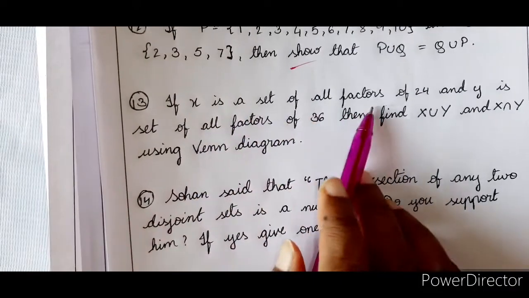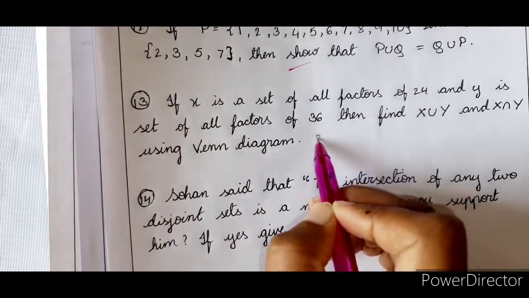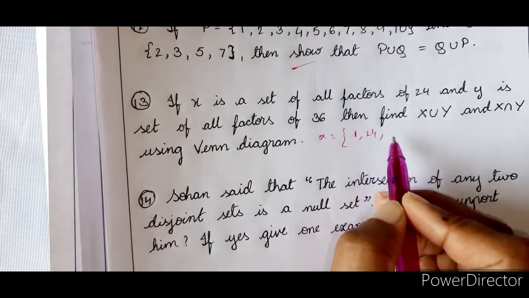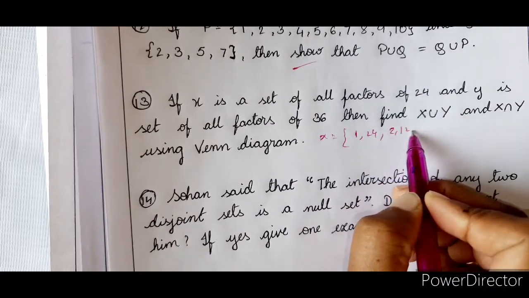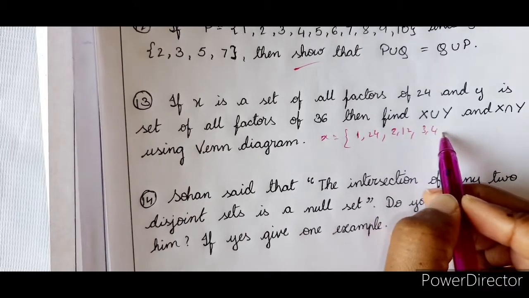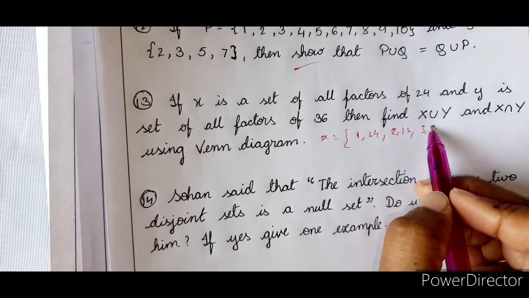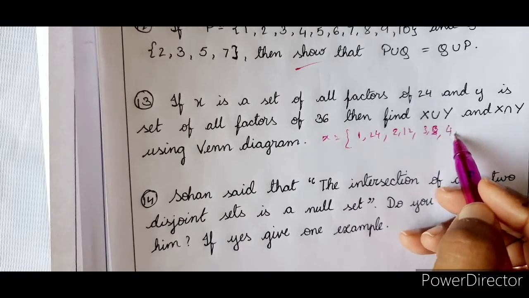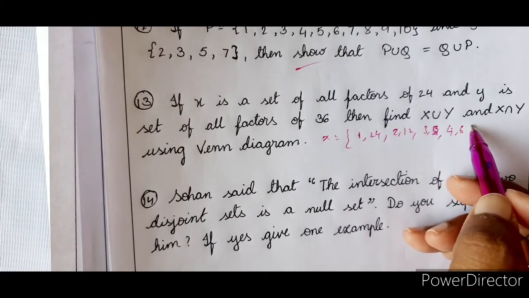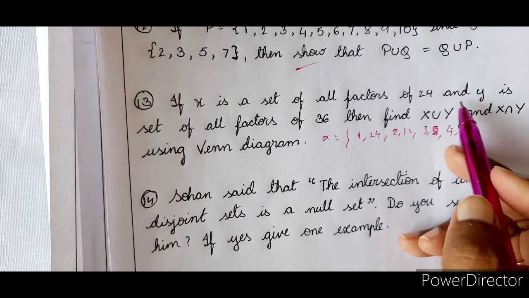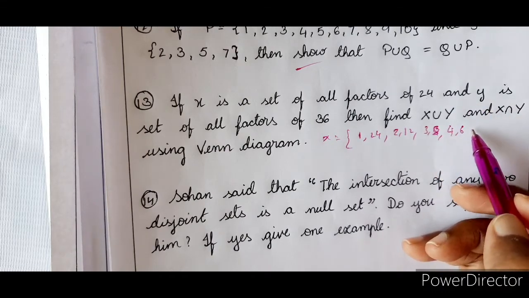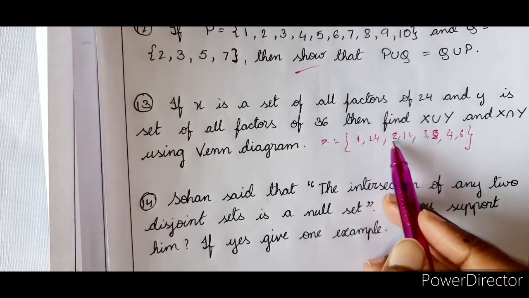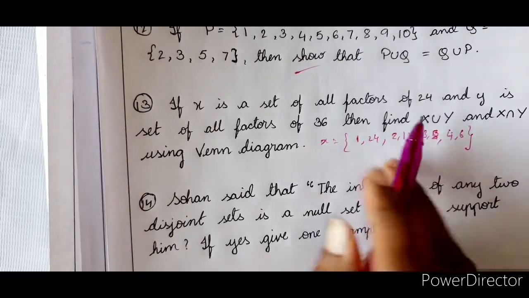If x is a set of all factors of 24, let me write x. Factors of 24. Again, 1 and 24 first. Now 2 12s are 24. 3 8s are 24. 4 6s are 24. And 6 4s are 24. So 1, 24, 2, 12, 3, 8, 4, 6 are x.